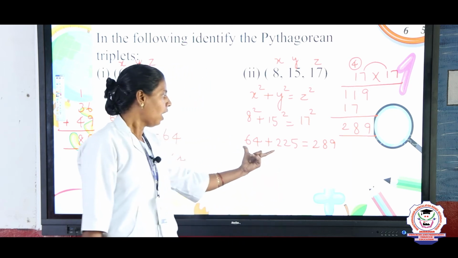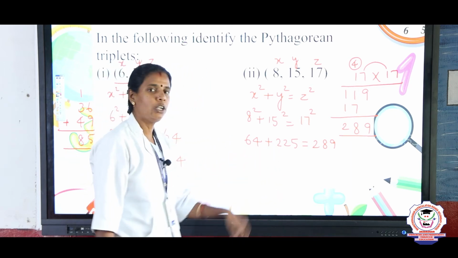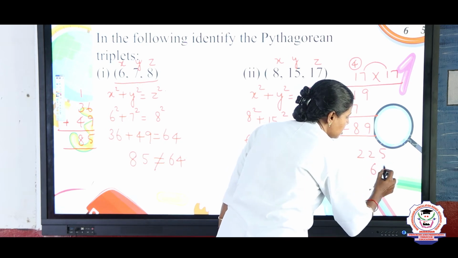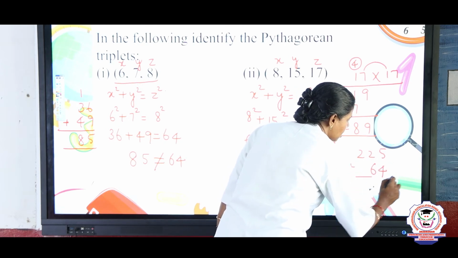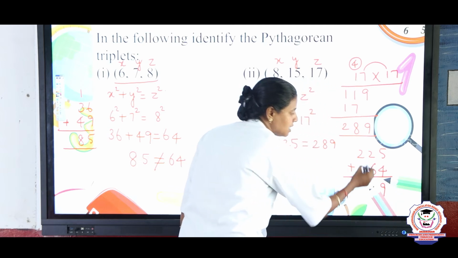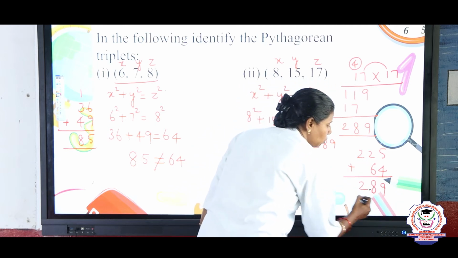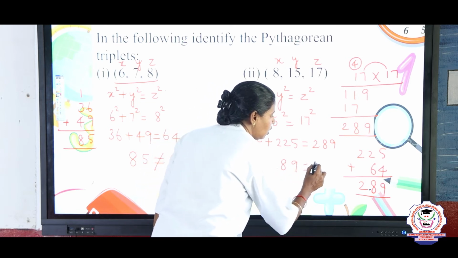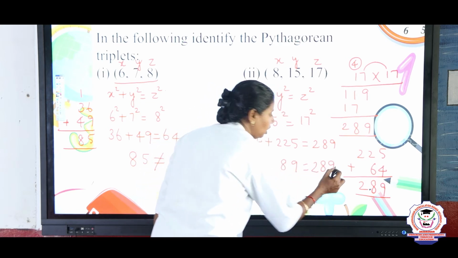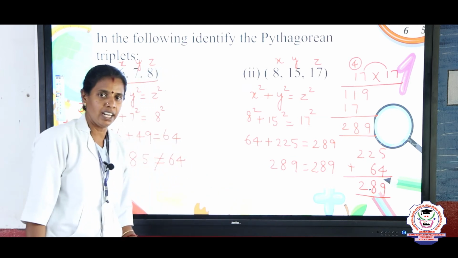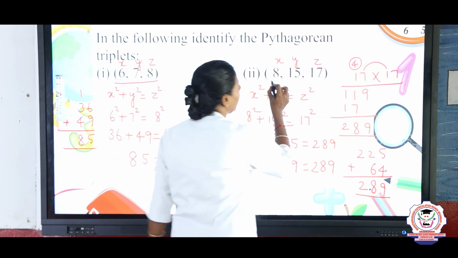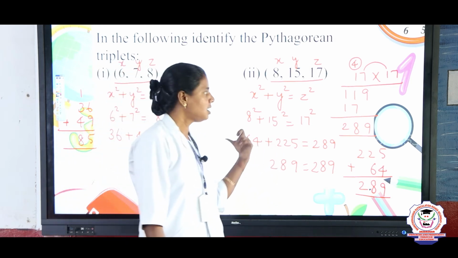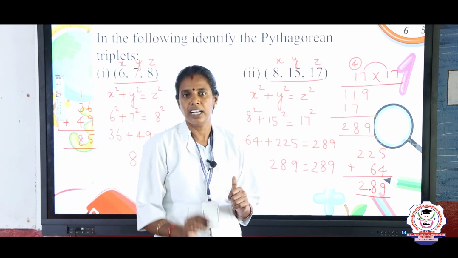Okay. Now add the sum of this 64 and 225. 225 and 64. The sum of this is 9, 2 plus 6 is 8 and 2. So the answer what I am getting? 289, which is equal to 289. Both LHS and RHS are equal, right? So the given set of numbers 8, 15 and 17 is a Pythagorean triplet. Is it clear how to check the Pythagorean triplet?